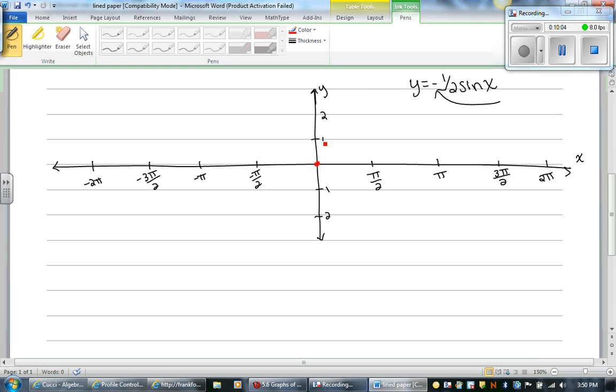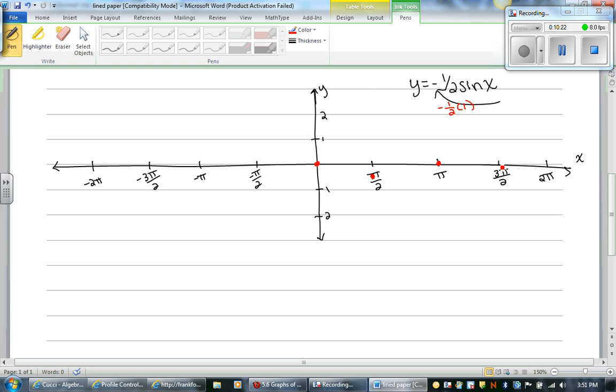Pi over 2, sine is usually 1. But because I know that this whole piece is equal to 1, 1 times negative 1/2 is negative 1/2. So it's actually going to go down a half a unit. We're back at 0. 3 pi over 2.